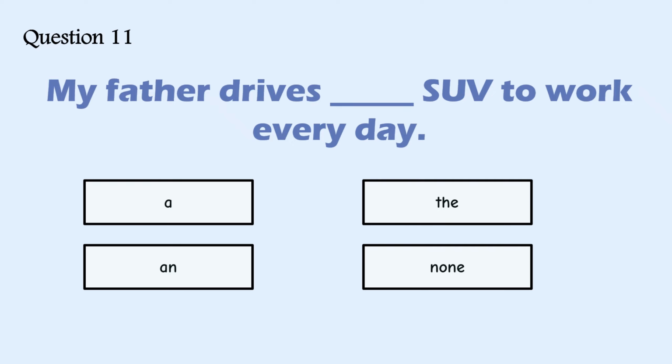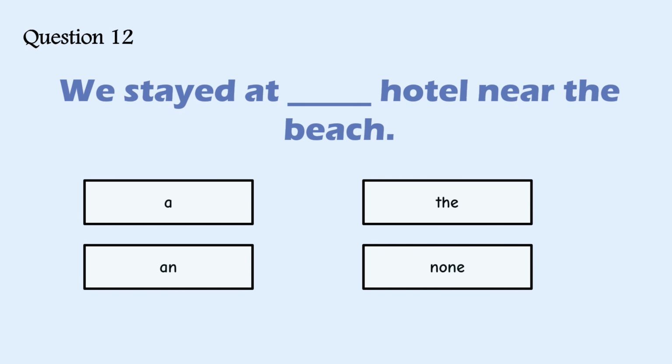Question 11. My father drives dash SUV to work every day. The correct option is an. My father drives an SUV to work every day. Question 12. We stayed at dash hotel near the beach. The correct option is a. We stayed at a hotel near the beach.